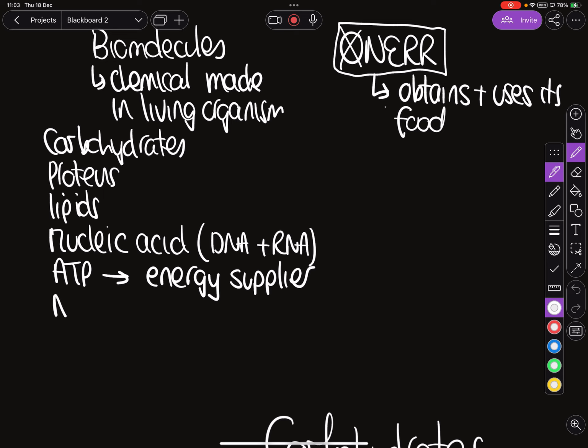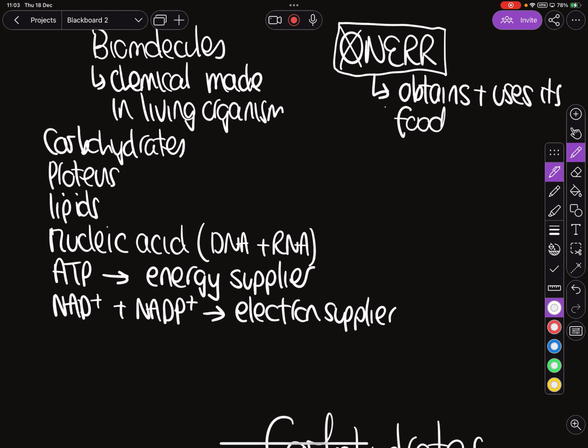And this is an energy supplier in reactions. And these 2 chemicals actually are identical. The only reason they differ in their name is because it relates to the processes that they're used in. So NAD plus and NADP plus. And these guys are electron suppliers in chemical reactions. So these ones we know from junior cycle. This one we know from our organization topic, and these 2 little guys here are new.